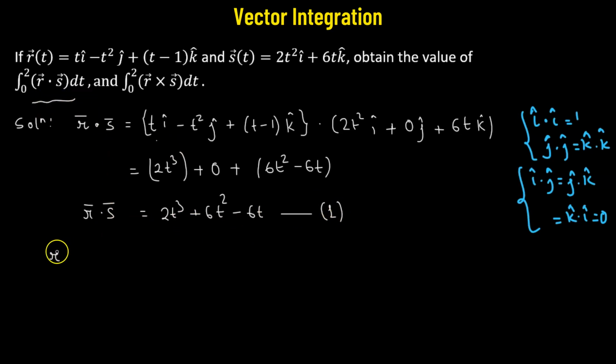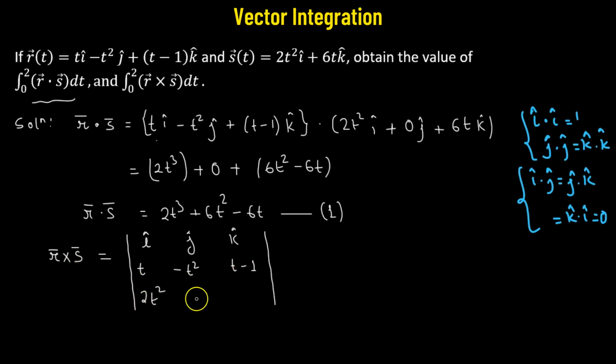Now what we'll do, we'll take the cross product between vector r and vector s. For this, let's use a 3 by 3 determinant. In the first row, we have the unit vectors i cap, j cap, and k cap. And in the second row, we'll have the components of vector r. So vector r has the components t, negative t squared, and t minus 1. Well, in the third row, we'll have the components of vector s. So that will be 2t squared, 0, and 6t.